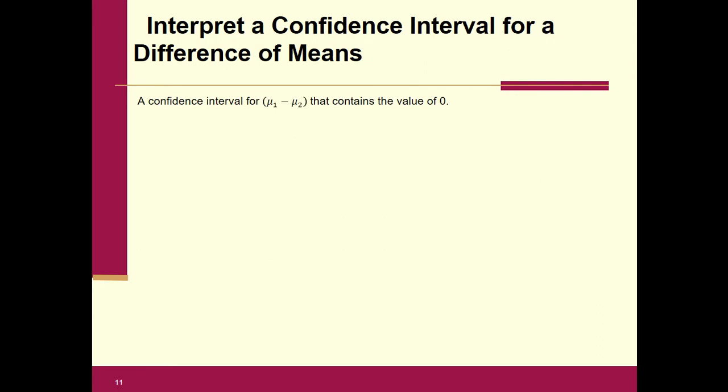A confidence interval for mu1 minus mu2 could also contain the value of 0. This is our third and last possibility. Okay. So from the computer output, the computer says the following for the confidence interval for mu1 minus mu2. It turns out to maybe go from -4 to +6.